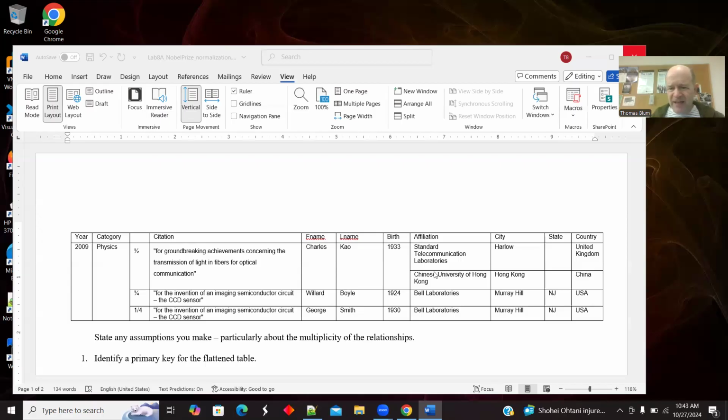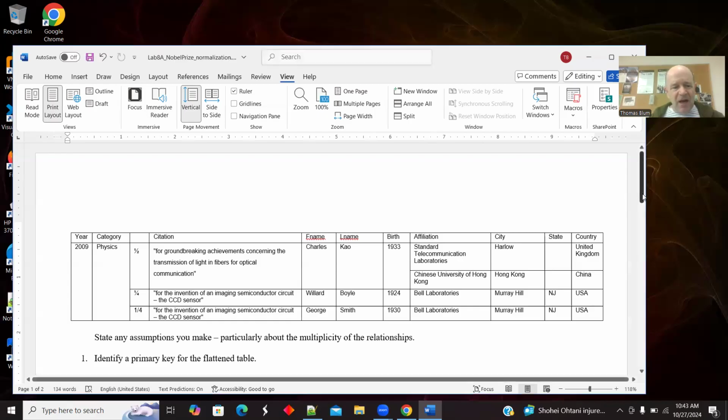So the first thing we do to get a table into first normal form is to flatten it, to take anything that is multi-valued, like the prize being won by three people or Charles having two affiliations. We need to create rows in which those are single things. That's called flattening the table. I'm not going to repeat the data and actually flatten the table, but I'm going to pick a primary key for the flattened table.